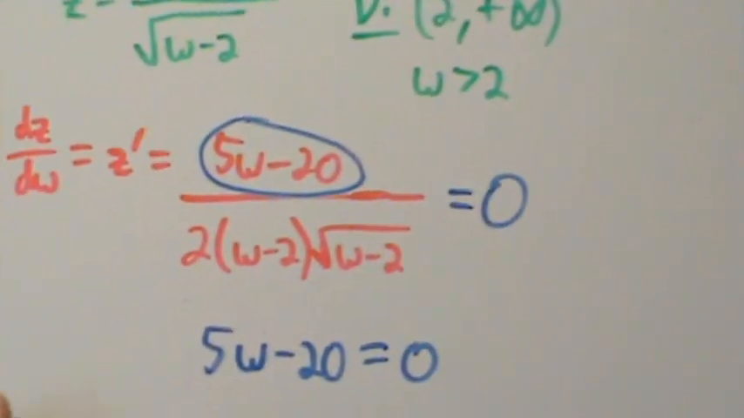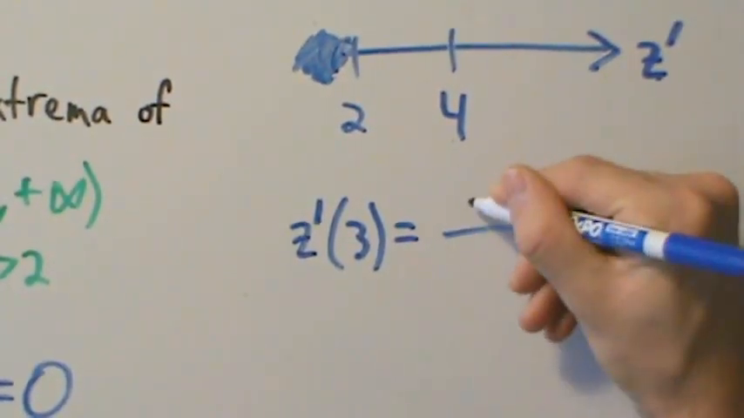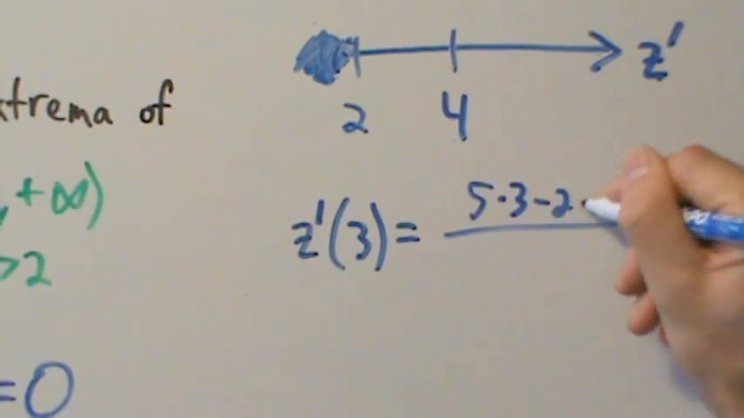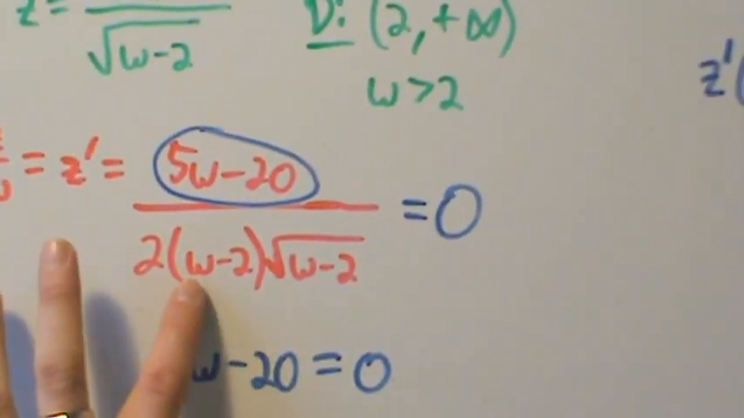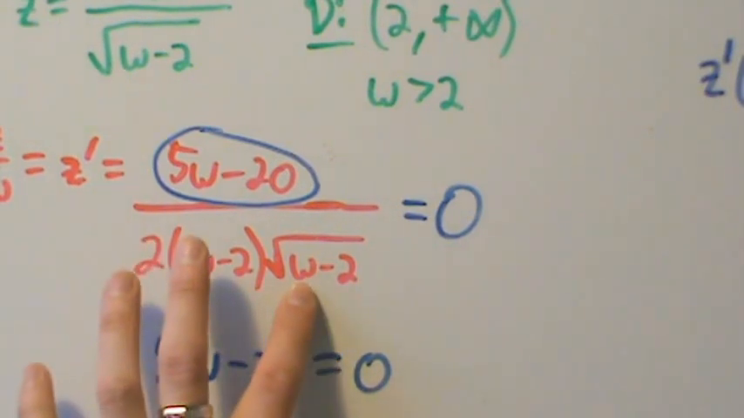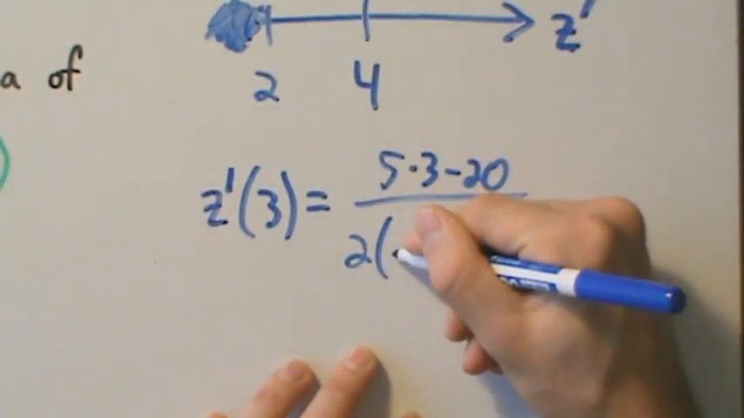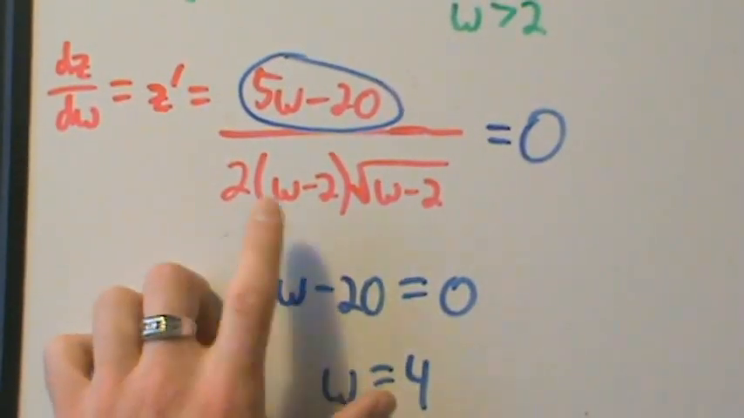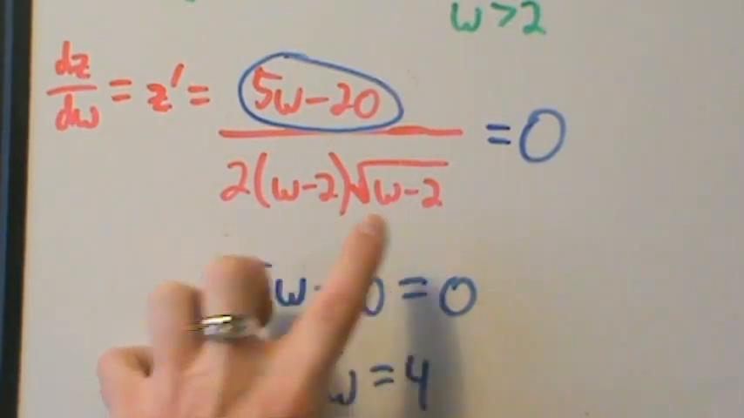So z primed of 3 is going to be 5 times 3 minus 20. So let's write that. 5 times 3 minus 20 divided by 2 times the quantity w minus 2 times the square root of w minus 2. w is 3, so this is 2 times the quantity 3 minus 2 times the square root of 3 minus 2.